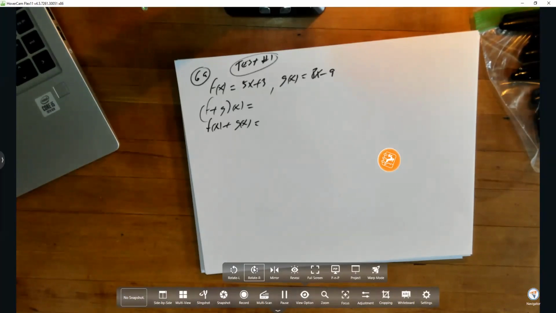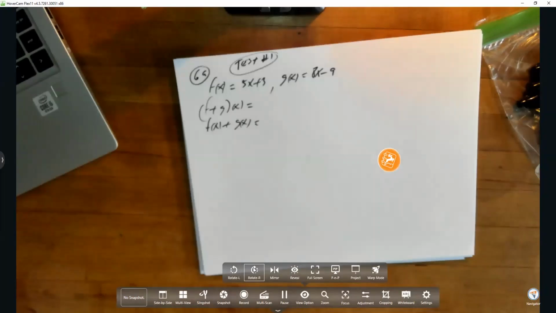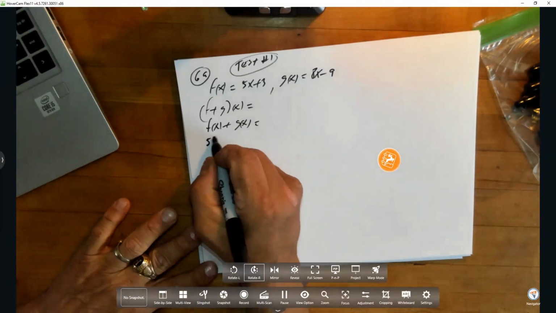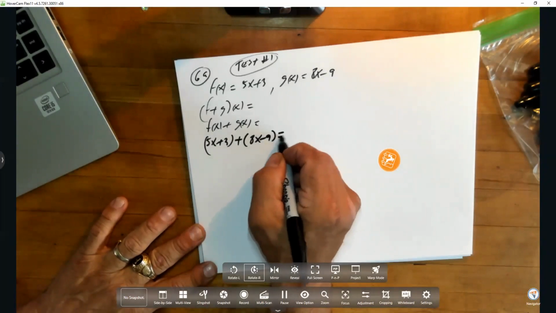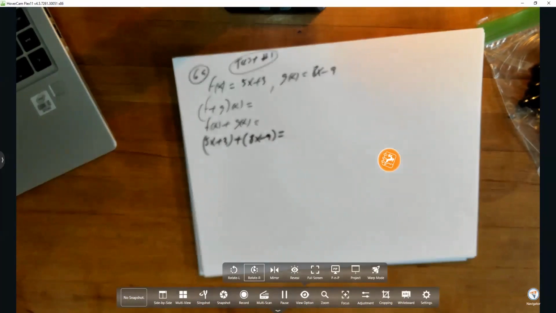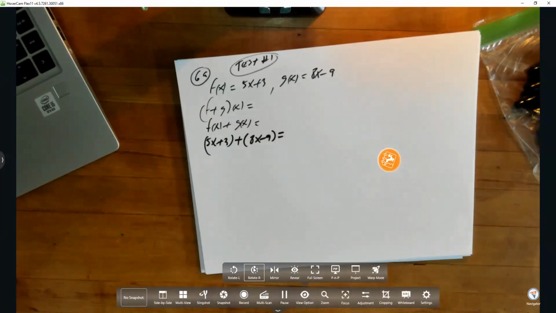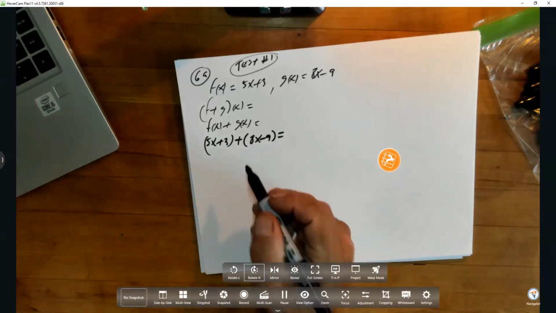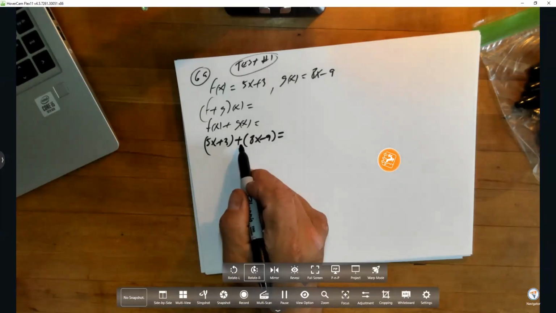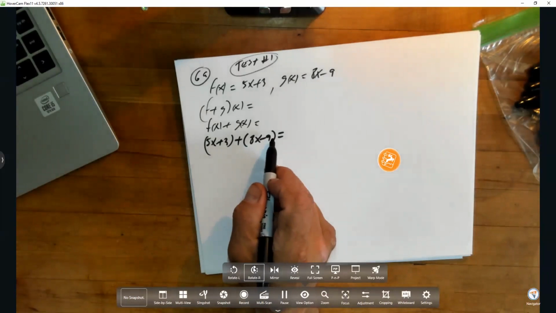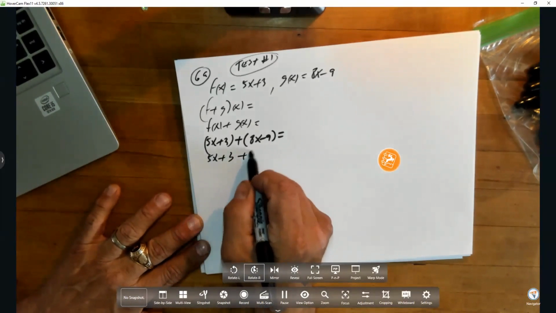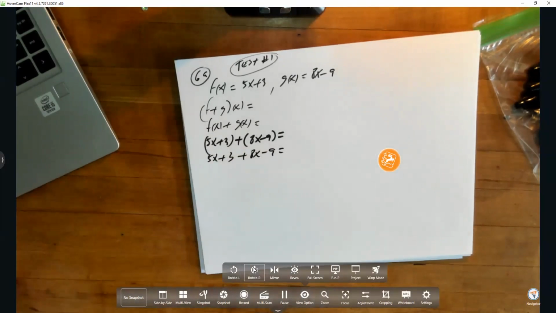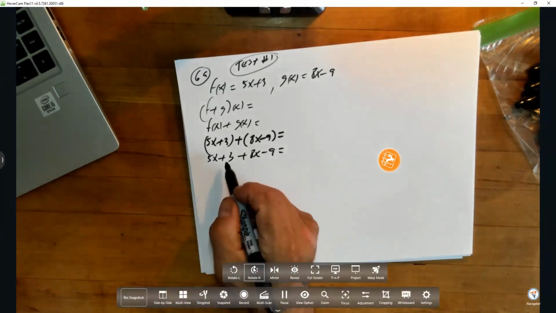So now I'm going to put the numbers in there. I'm going to put in f of x, which I know is 5x plus 3, and g of x, which is 8x minus 9, right there. So 5x plus 3, 8x minus 9. Now this plus sign right in the middle is going to keep everything just like it is. So what you're going to get is 5x plus 3 plus 8x minus 9. There it is.